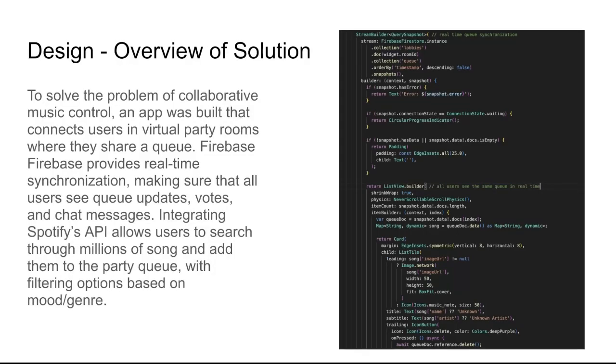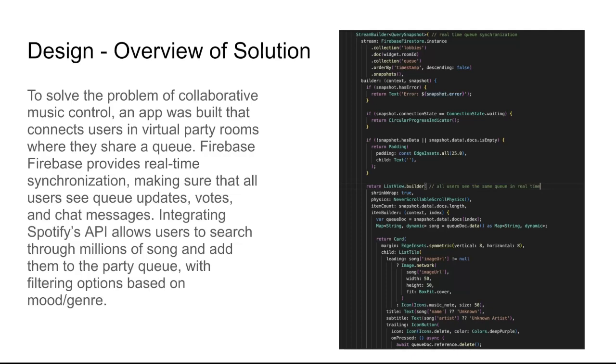To solve the problem of collaborative music control, an app was built that connects users in virtual party rooms where they share a queue, and Firebase provided that real-time synchronization, making sure that all users see the queue updates, votes, and chat messages. And the architecture consists of 3 main layers. Flutter is what we use for our front end, specifically designed for Android applications. Firebase Firestore acts as our database backend, storing all of our party data, user profiles, queues, chat messages, and voting information. And Spotify's Web SDK provides access to their entire music catalog for searching and retrieving song metadata.